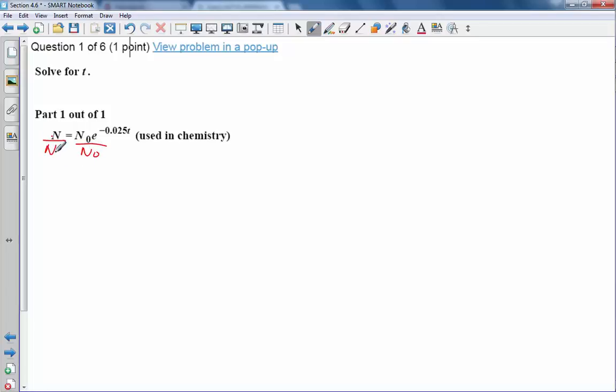Okay? Alright, sounds good. I have N over N0 on the left. You see these are canceling, and I have only e raised to a number times t. Okay, next, all I'm left with is a tower with the princess locked on the top. How do you demolish this tower? E must go away.